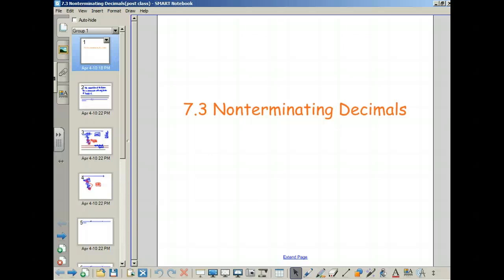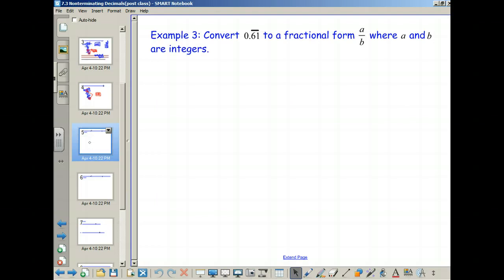All right, so we're going to pick back up where we left off with non-terminating decimals last time, and I believe we're on this slide. Does that look right? Okay. So what we want to do is take a decimal with a bar on the top of it, and turn it back into a fraction form.